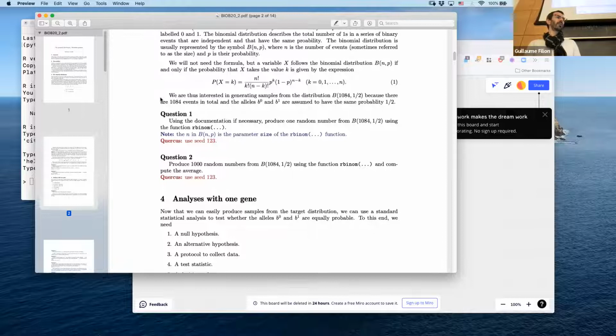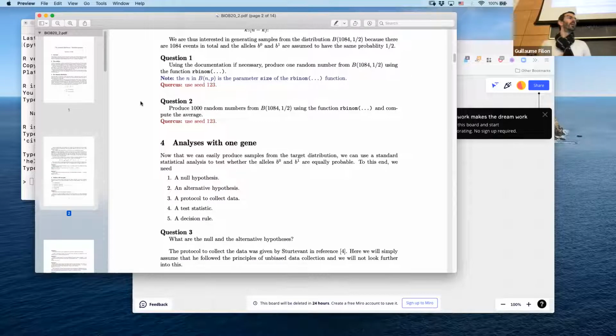We are thus interested in generating samples from the distribution B(1084, 1/2). We had 1084 flies, and the assumption is that they're 50-50, either they get the black body or the yellow body, so that's why the probability here is 1/2. Because there are 1084 events in total, alleles B0 and B1 are assumed to have the same probability 1/2. Okay, that was the introduction.